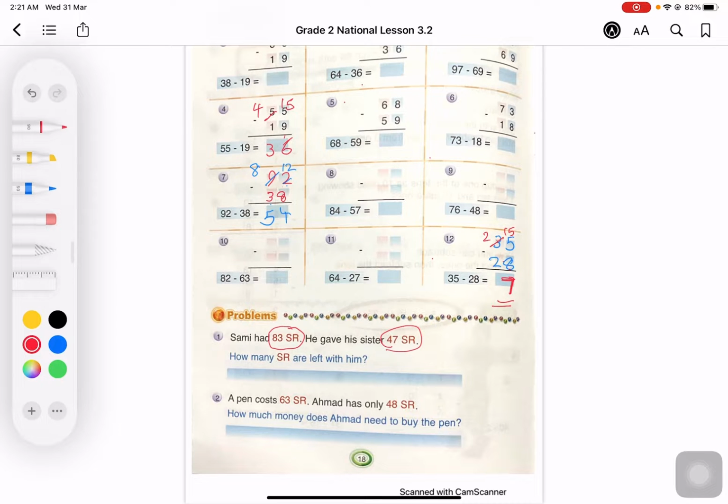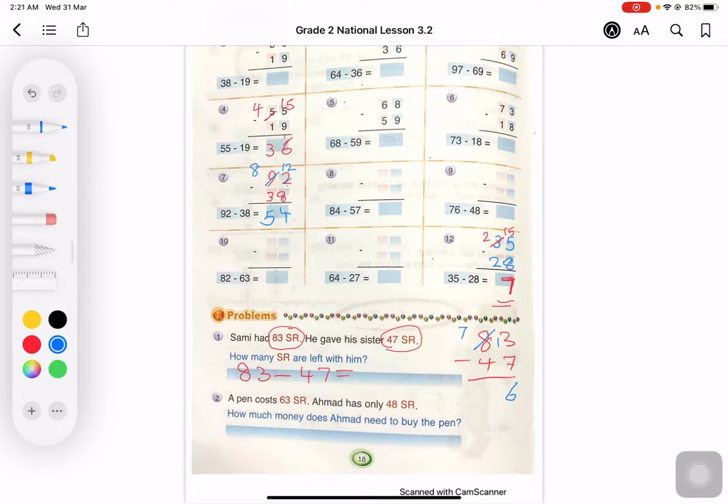With what number are you going to start? With 83, because it's the bigger number. 83 minus 47. Now I will solve this question vertically, 83 over 47. Subtract. Can you take 7 from the 3? No. What you are going to do is regroup. This will become 7. This will be 13. Now, can you take 7 from 13? Yes. Put 7 in your mind. Count on. Yes, it is 6.